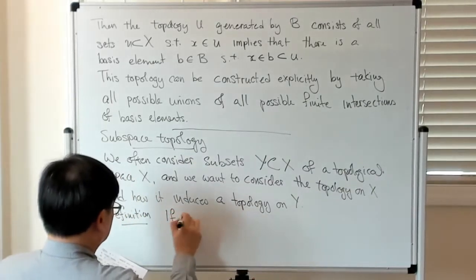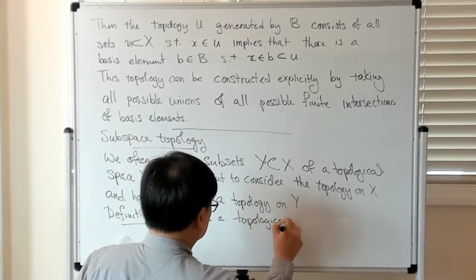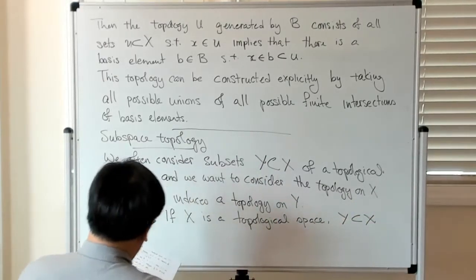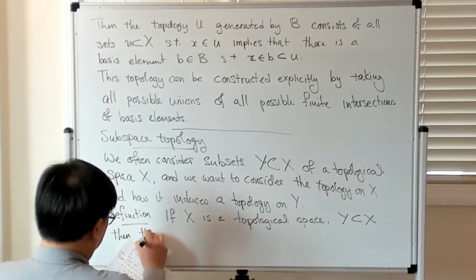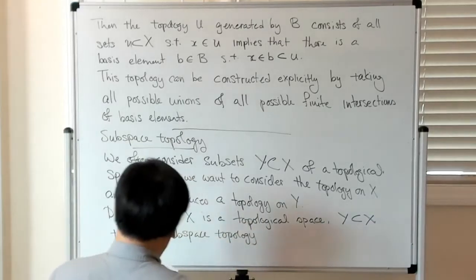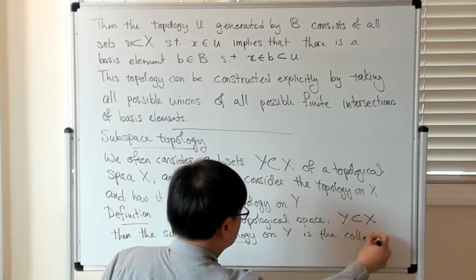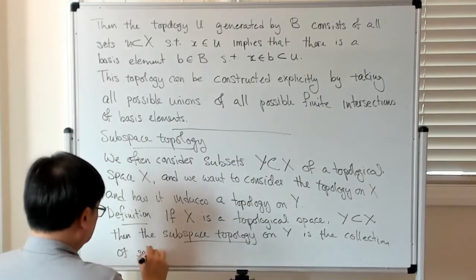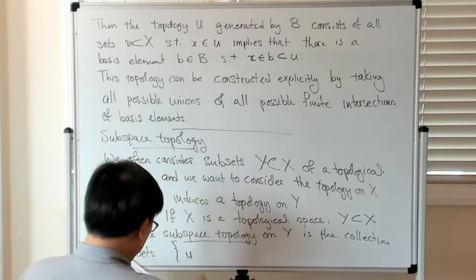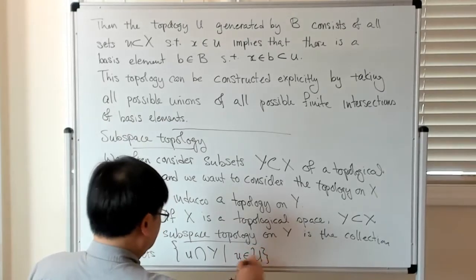So if X is a topological space, and Y is a subset of X, then the subspace topology on Y is the collection of sets U intersect Y, okay, where U is going to be an open set in the largest space, and then I'm going to intersect it with Y. All right, so U is in the topology for the big space X.